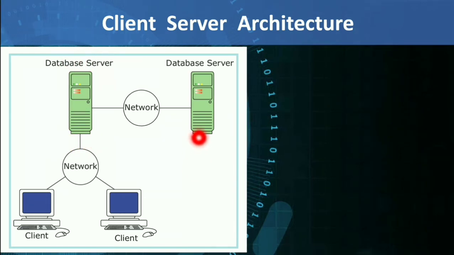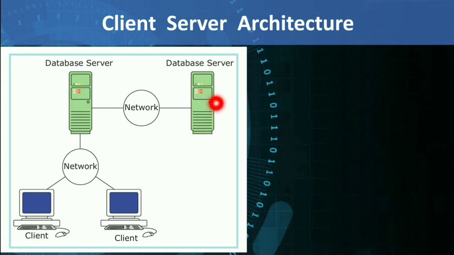So the communication between client and server will take place by two different actions. The client machine will send the request to the server. The server will send back the response to the client machine. So this is how the communication takes place.